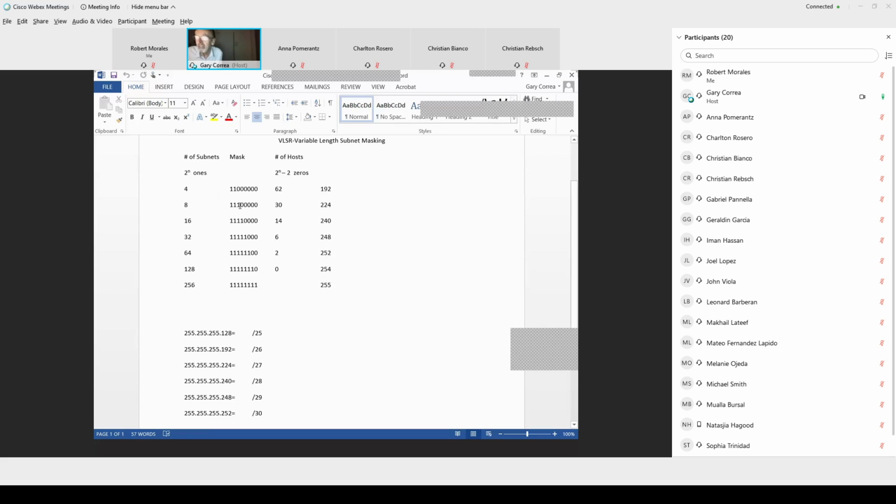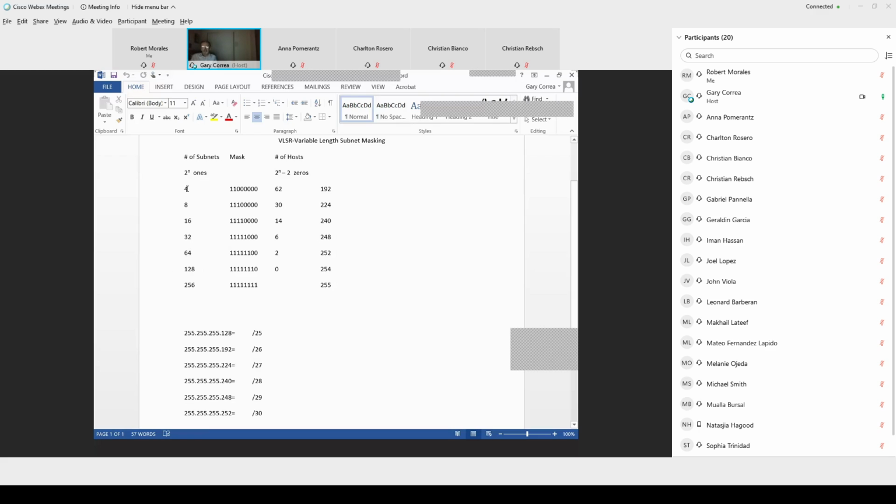Watch carefully. There are 3 ones here. 2 to the 3rd power is 8. There are 4 ones here. 2 to the 4th power is 16. By the way, what's 2 to the 4th power? It's 2 times 2 times 2 times 2, 4 times. That is 16. There are 5 ones here. 2 to the 5th power is 32. What's 2 times 2 times 2 times 2 times 2, 5 times? That's 32. There are 6 ones here. What's 2 to the 6th power? 64. So I simply remember by the number of ones, that's the number of subnets I can have.